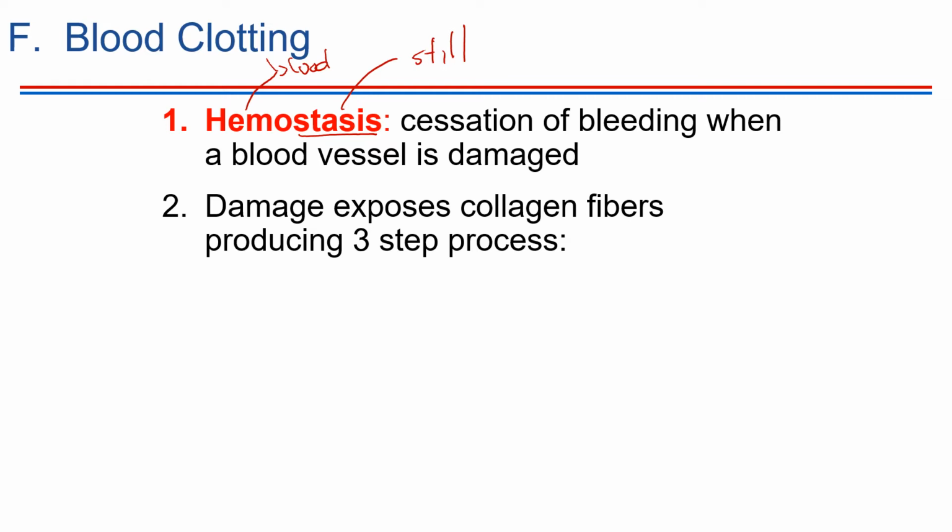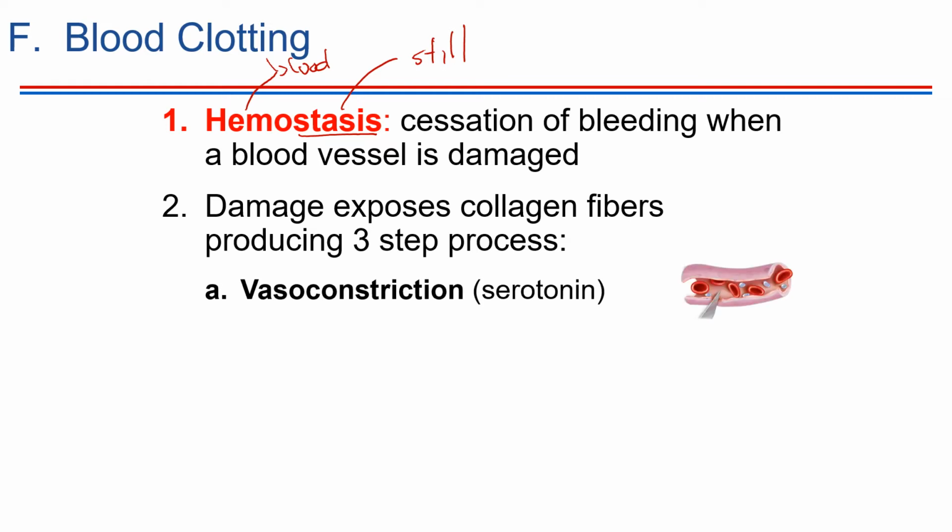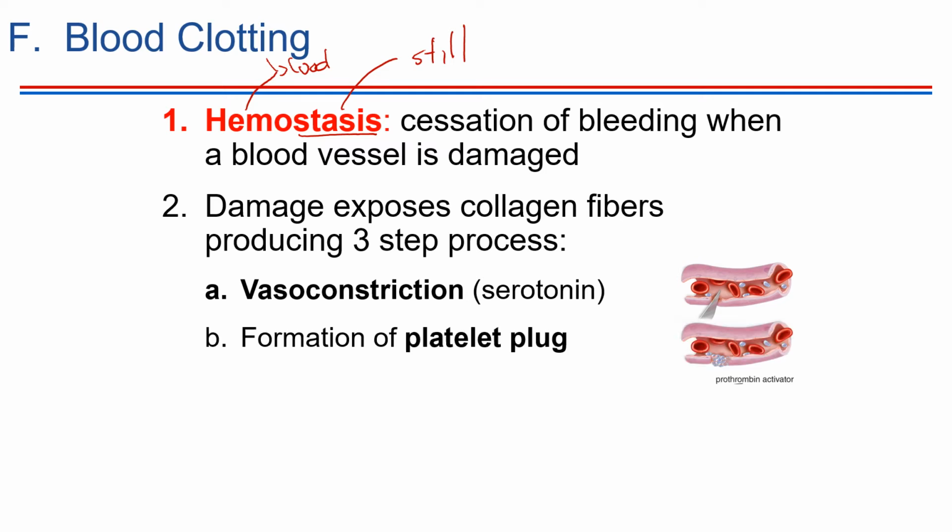When there's tissue damage, you're going to have this endothelial layer, and if that endothelial layer gets cut, then the first thing that's going to happen is we're going to have vasoconstriction, and that's because serotonin is going to be released, and that serotonin is going to cause the vasoconstriction, hopefully reducing the flow of blood to that area. Then we're going to make a platelet plug.